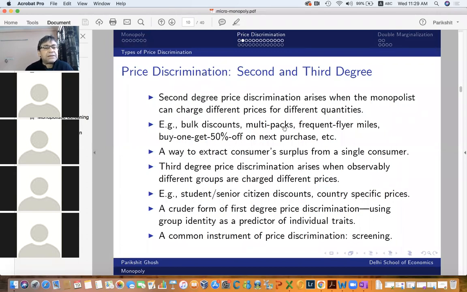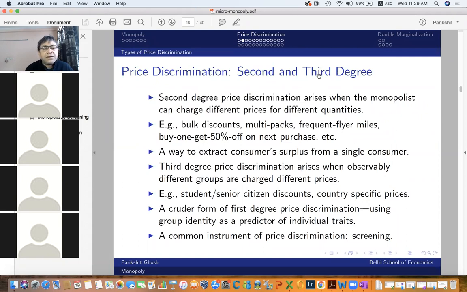You have multi-packs, right? You can buy a single can of soda, or you can buy a 12-pack, and often they price it so that the per can price in a 12-pack may be lower than that of a single pack. Electricity pricing very much follows this. As you know, in many cities, electricity rates are cheap up to a threshold. And then as you consume more and cross that threshold per month, your unit price starts rising. So these are all examples of nonlinear pricing. It's almost like price discrimination within a consumer, within a person. So that's called second degree price discrimination.